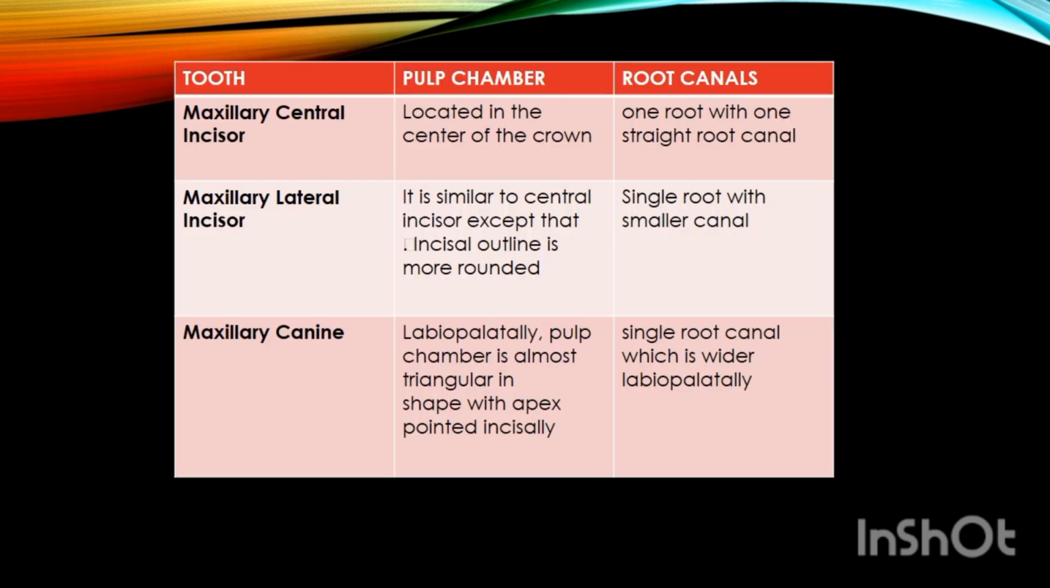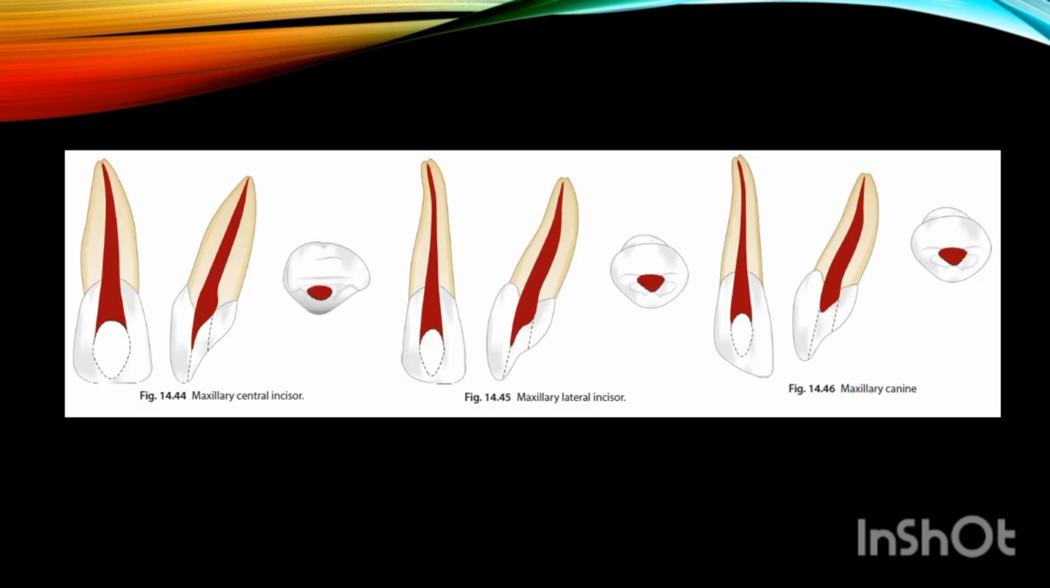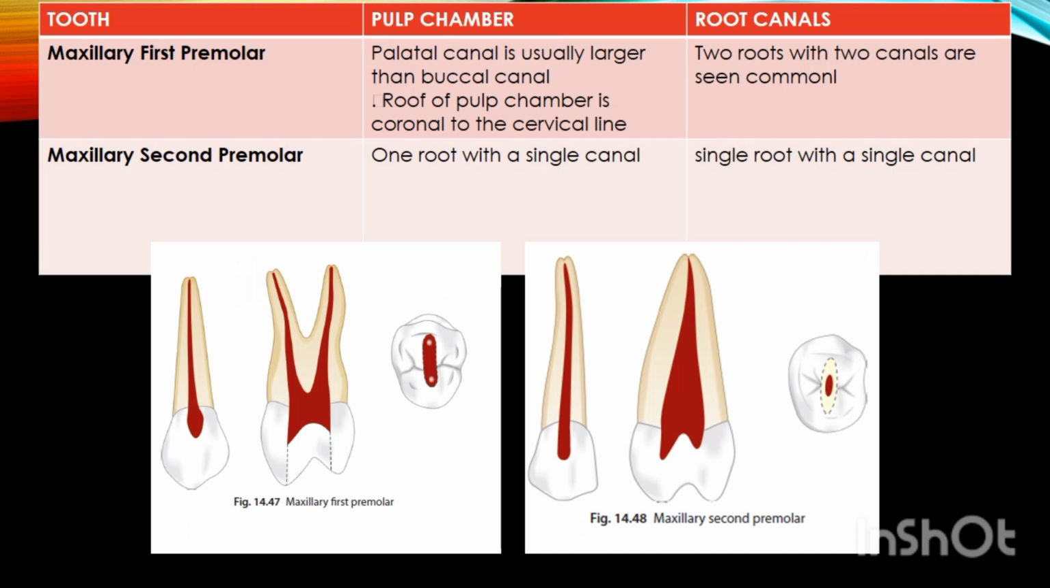Let's start with the maxillary central incisor. It is a single-rooted tooth, so it will have only one root canal, and it will be present at the center of the crown. And next is the maxillary lateral incisor. Again, it is a single-rooted tooth, so single canal. Maxillary canine, same way. Next is the maxillary first premolar.